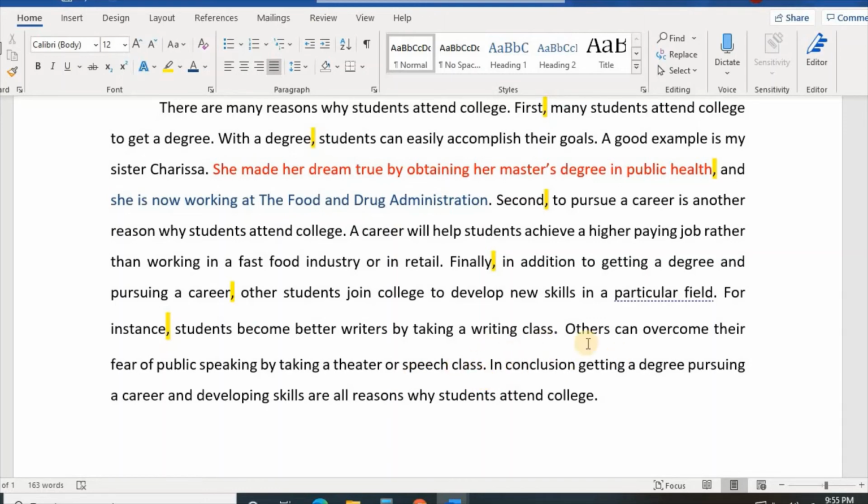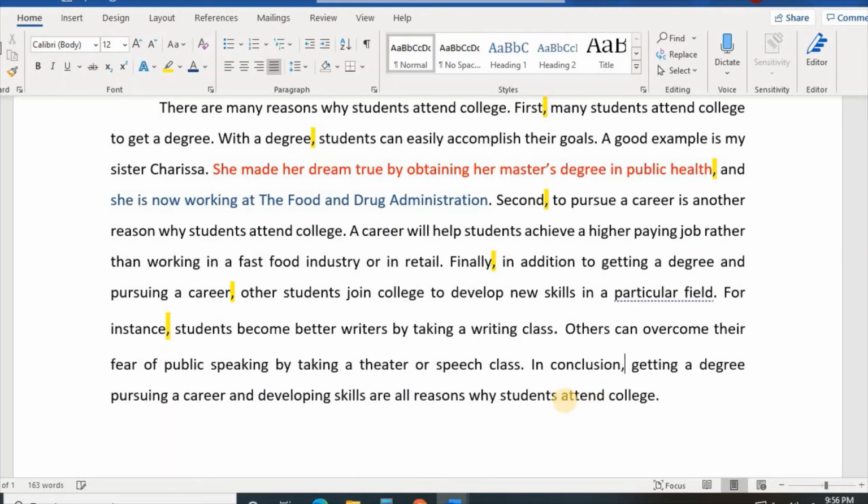Let's see if we need any comma here. Others can overcome their fear of public speaking by taking a theater or speech class. No comma is needed here. In conclusion is an introductory phrase. It's a prepositional phrase, the same as the previous one, for instance. Here, introductory phrase, we need a comma after conclusion.